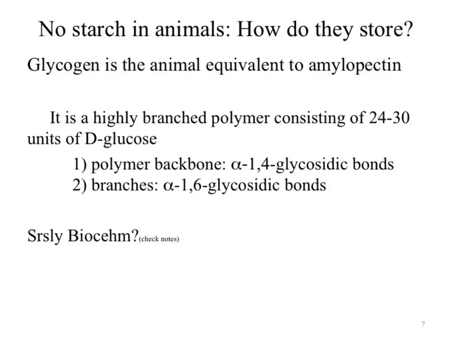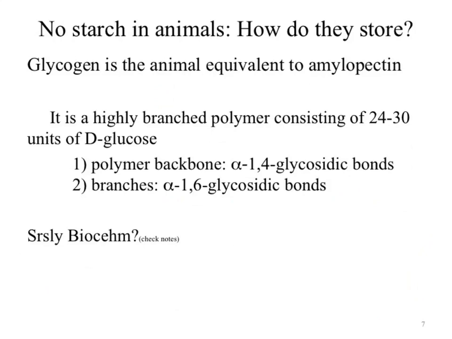Glycogen. Glycogen is very similar to our amylopectin. We're storing those individual sugar units within a larger chain structure. Okay? It is highly branched, which is why it's comparable to our amylopectin. And we're looking at 24 to 30 units of the D-glucose in our branches. Every 24 to 30, sorry.